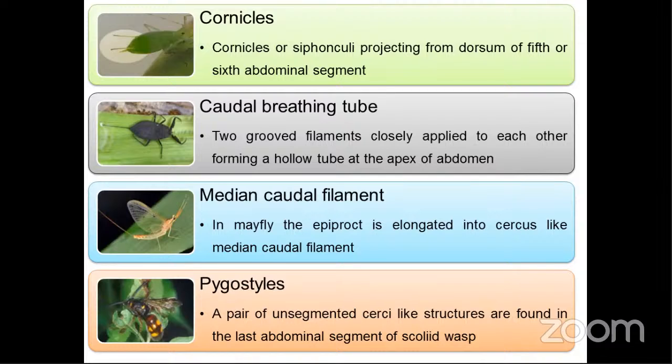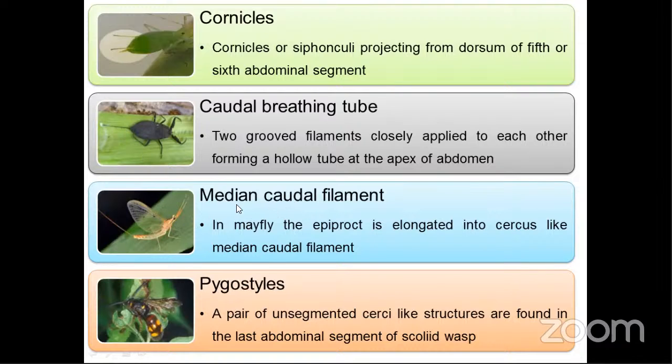Next, caudal breathing tubes. Just remember the common names. Cornicles are present in aphids. Caudal breathing tubes are present in water scorpions, formed with the help of 2 grooved filaments closely applied to each other. You can see here, this is the caudal breathing tube.